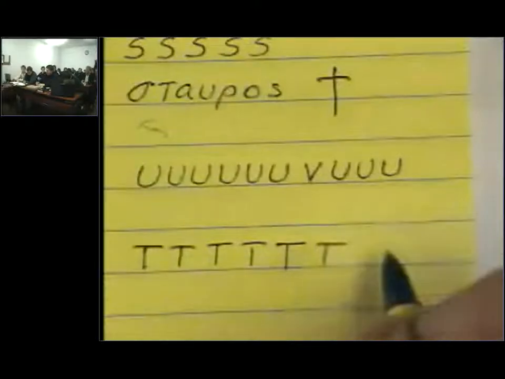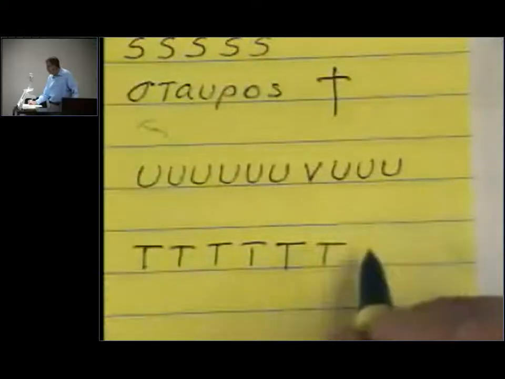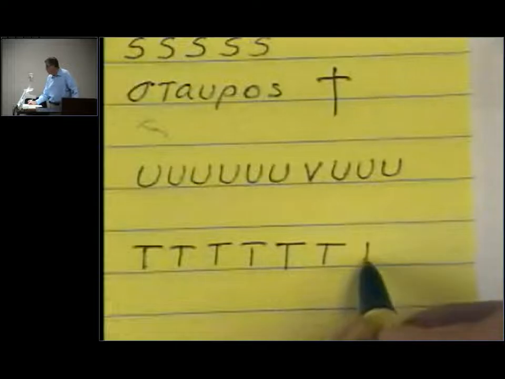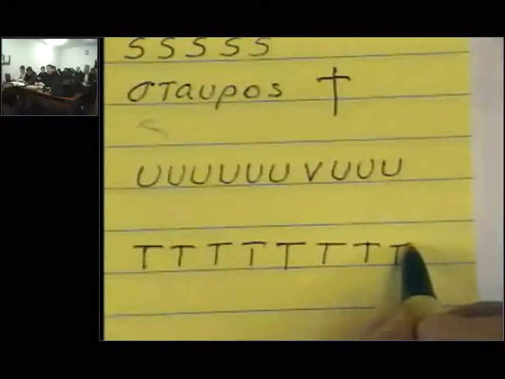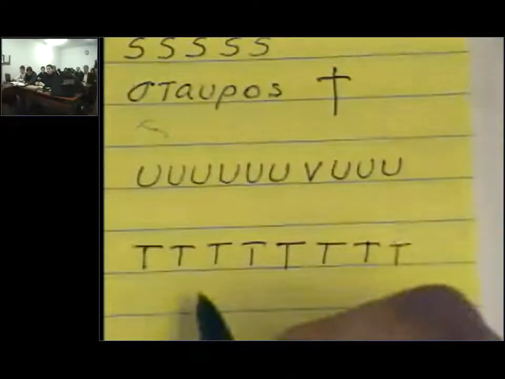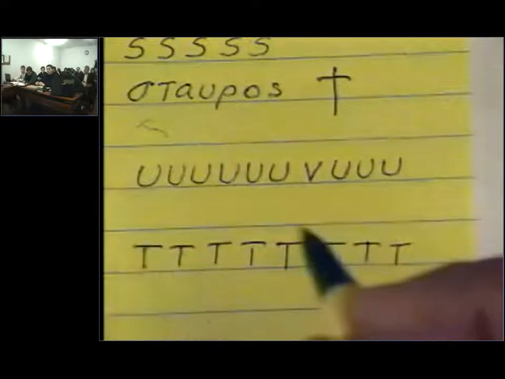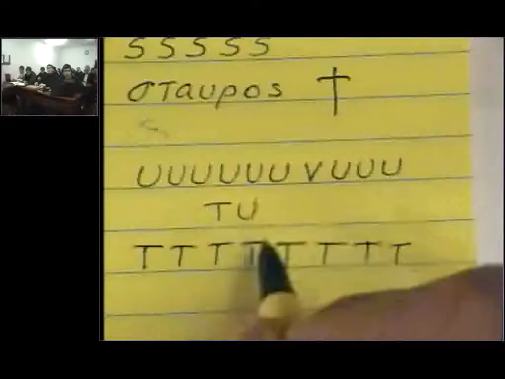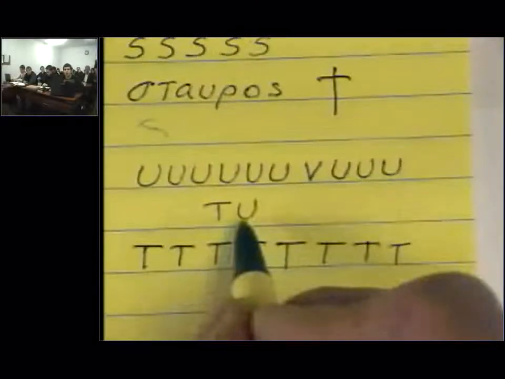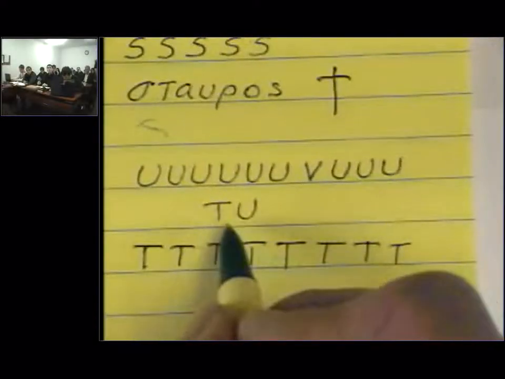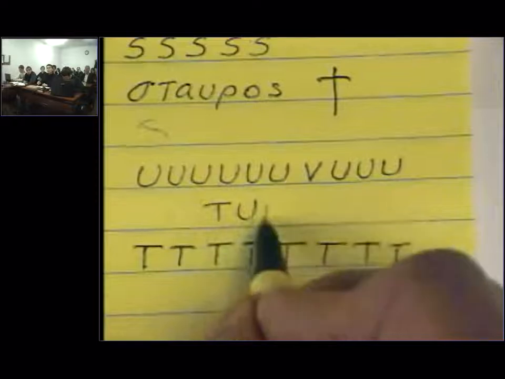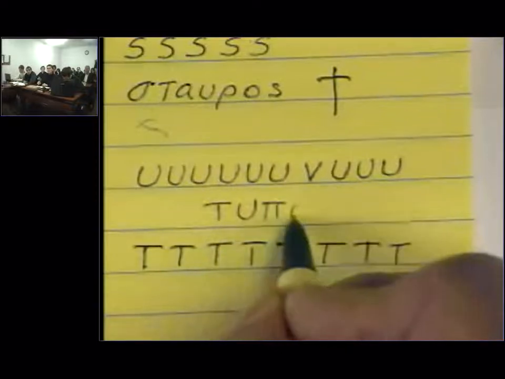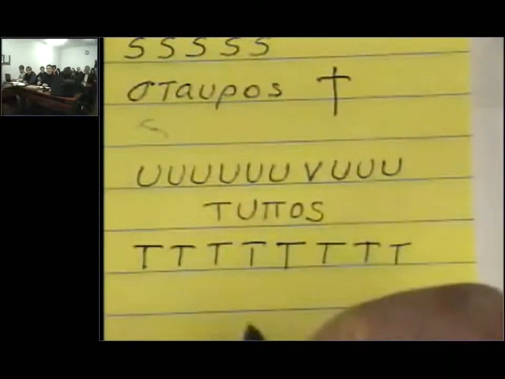Tau, t, tau. So if we wrote tau, upsilon, pi, omicron, sigma, tupos.